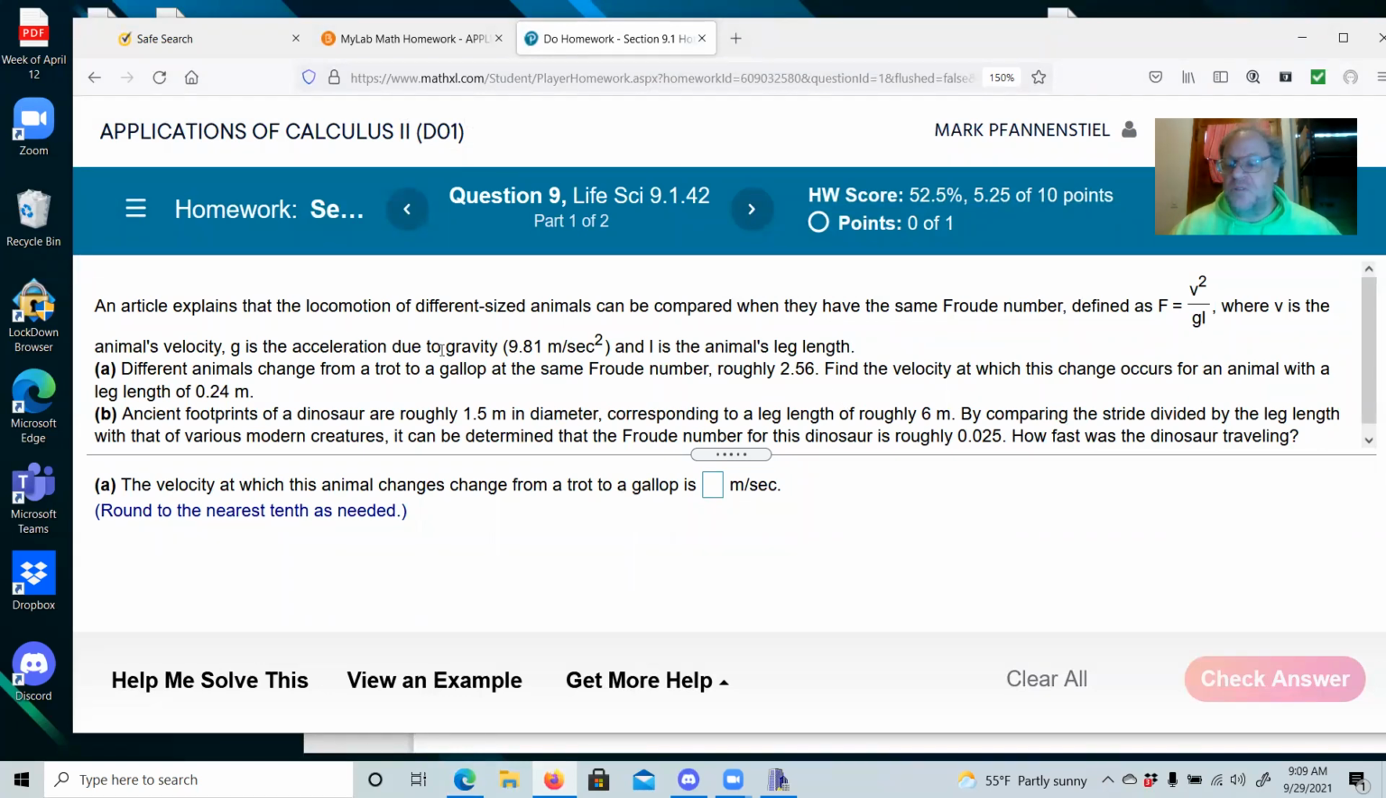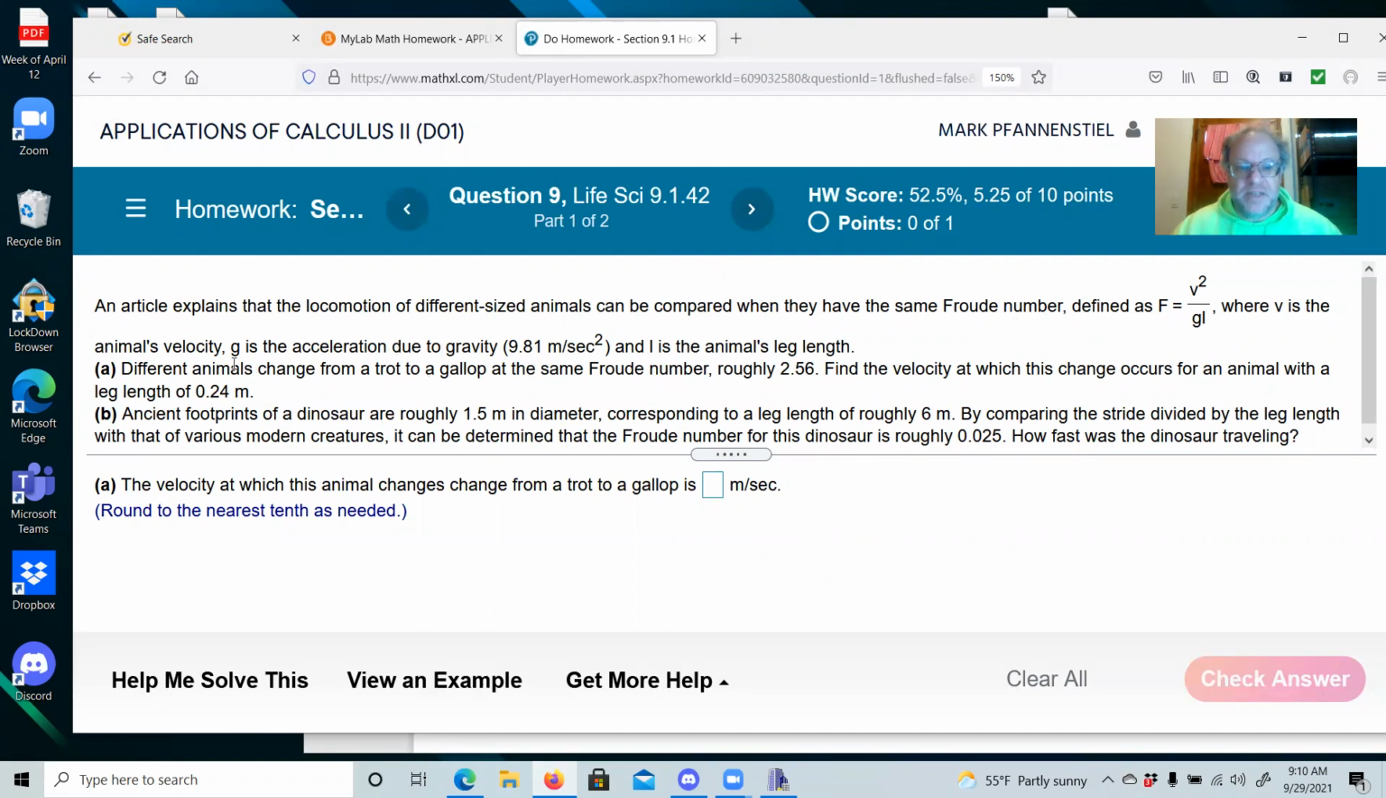How fast does it move? We can't clock dinosaurs around the track. It's not going to work. But we could get a rough idea of how fast it moves by using this number, by comparing them to modern day animals. So what are we doing?